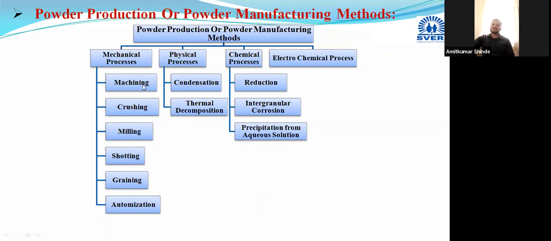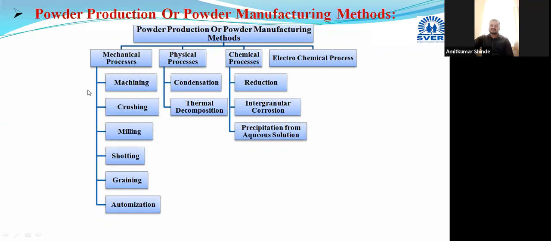With the help of this machining process, we can manufacture magnesium powder. I will tell you one example: magnesium powder can be manufactured with the help of this machining, and it can be used in different alloys. For example, it can be used in different pyrotechnic applications, and also in silver soldering. So this is the example.